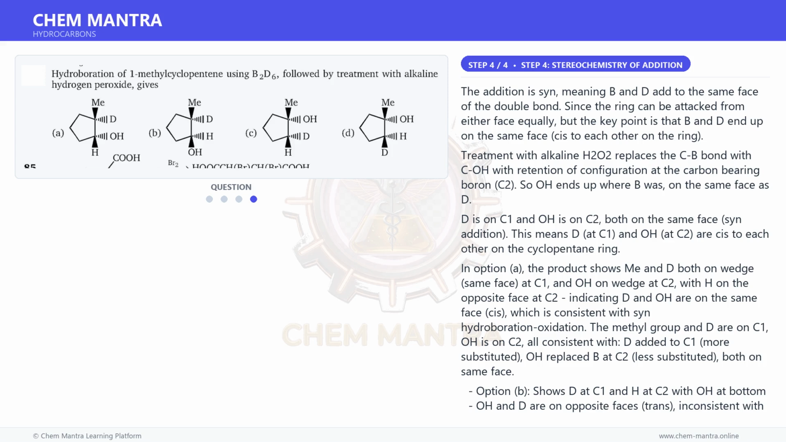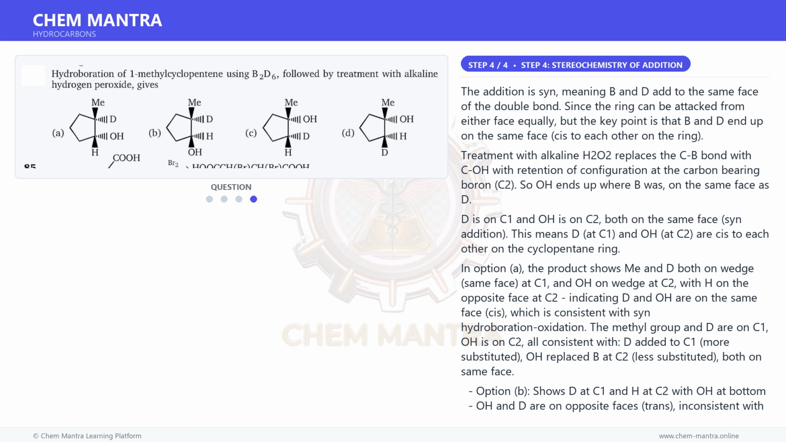And for the final step, the addition is SYN, meaning B and D add to the same face of the double bond. Since the ring can be attacked from either face equally, the key point is that B and D end up on the same face, CIS to each other on the ring. Treatment with alkaline H2O2 replaces the C2-B bond with C-O with retention of configuration at the carbon bearing boron, C2. So O ends up where B was, on the same face as D. D is on C1 and O is on C2, both on the same face, SYN addition.